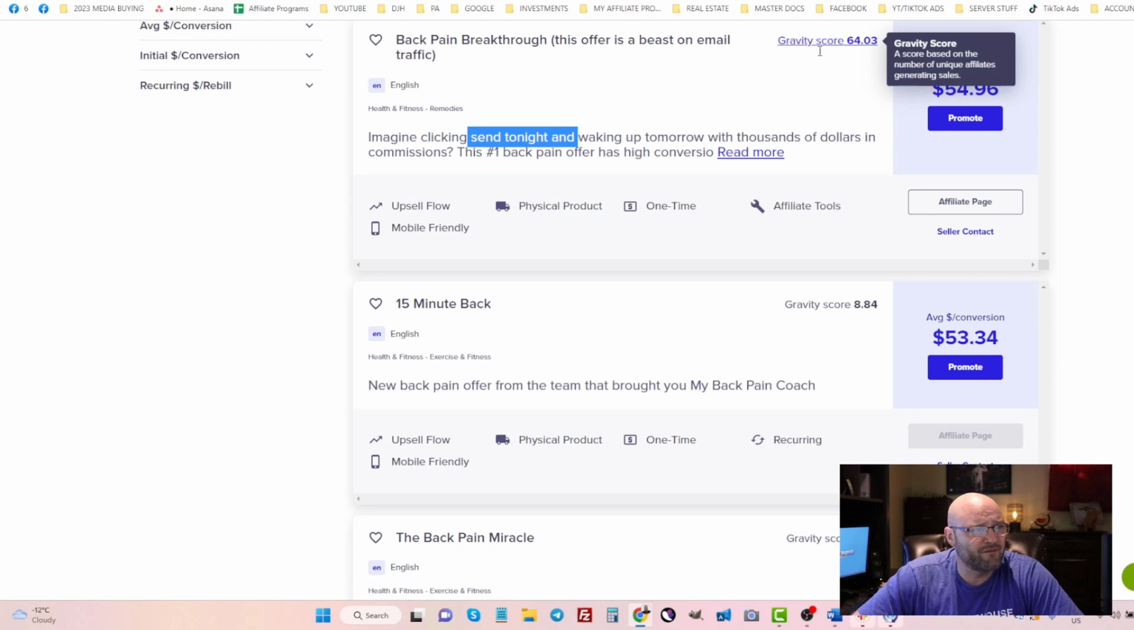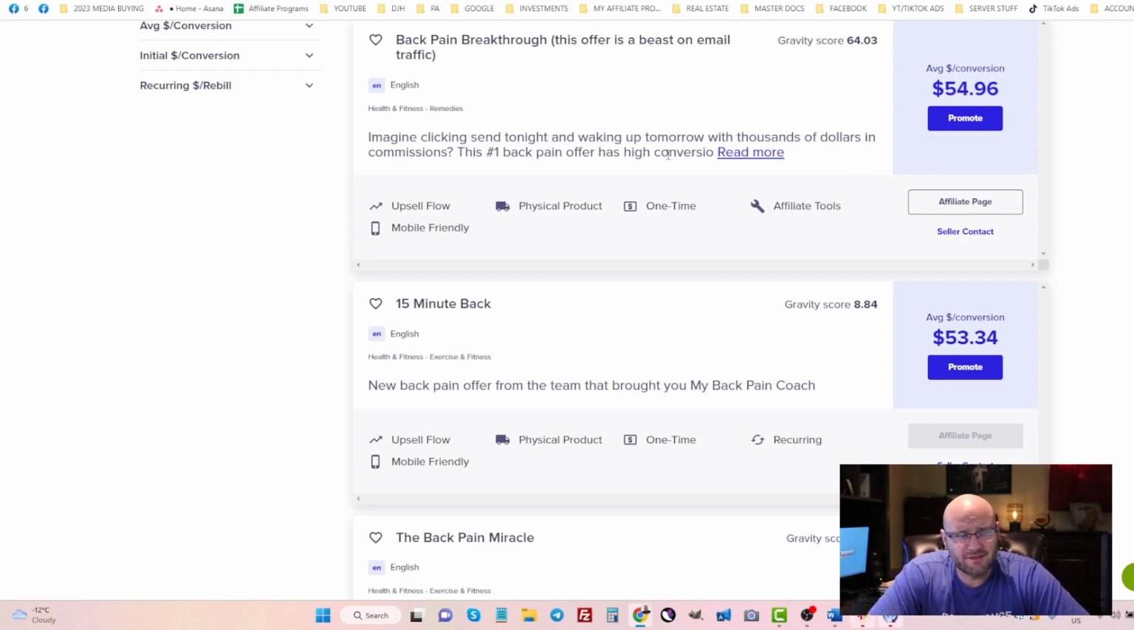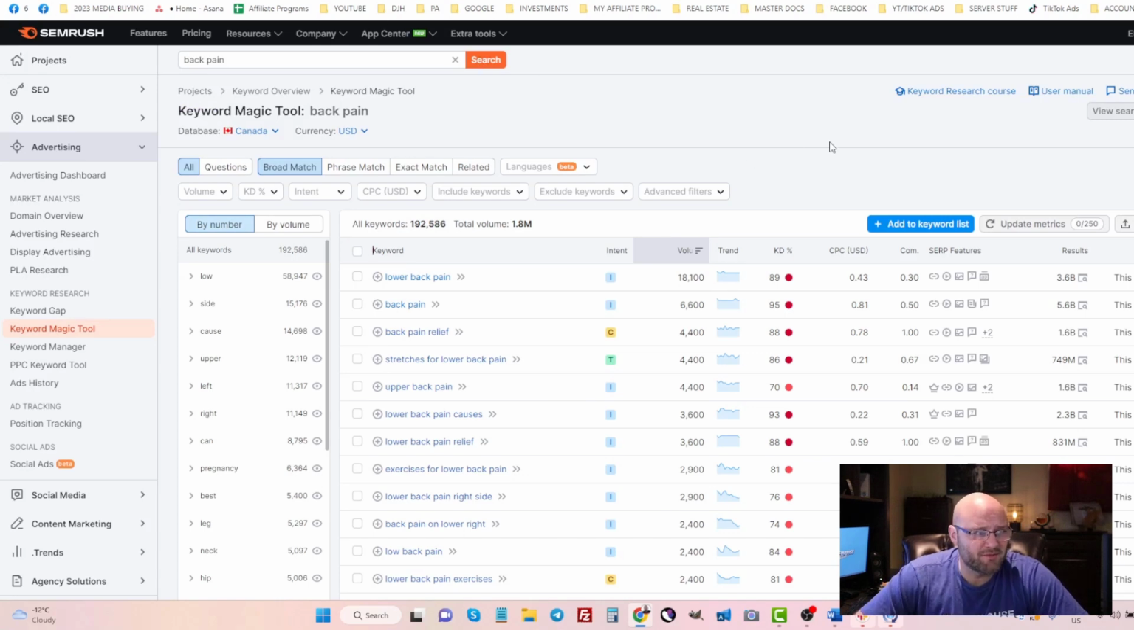So for example, back pain breakthrough, here's an offer on ClickBank that I could potentially run. You can see other affiliates are running it, and the average conversion pays out about $54. So if I had a 1% conversion rate, I'm only making about $50 for 100 clicks to the offer. So if I'm paying $1 per click per offer, it's probably not going to work for me. But if I'm paying 22 cents, something like this, or 23 cents, then it's probably more likely that I can make this profitable, as long as we look at the intent of the keyword, which we're going to cover right now. Very important is the intent of these keywords.